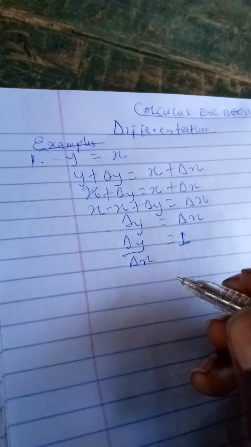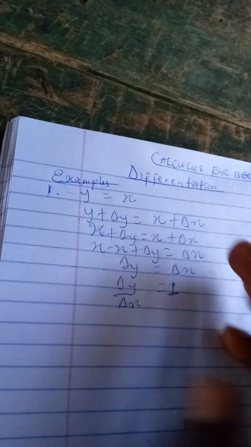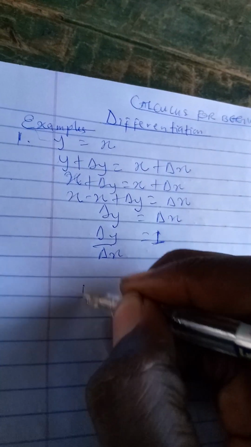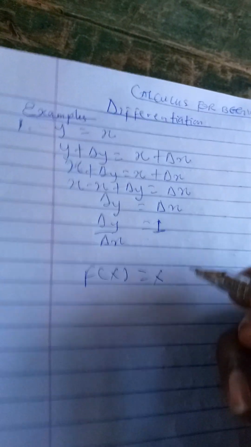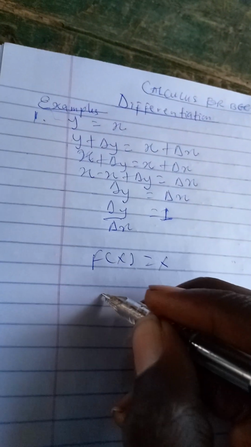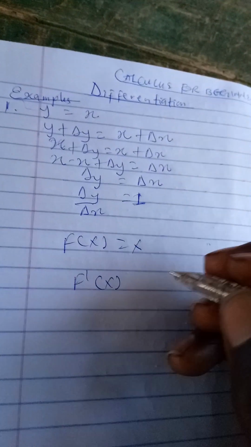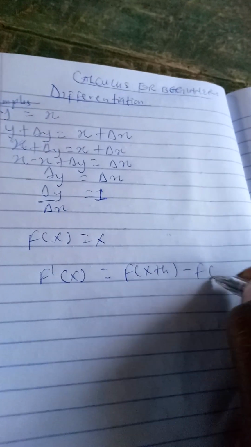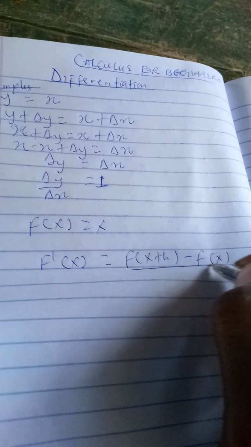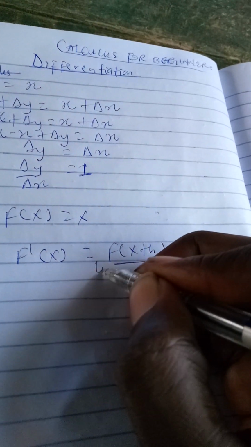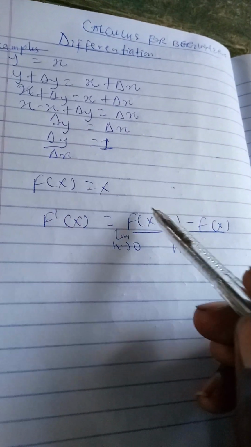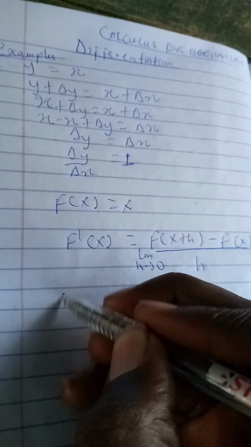Okay, the other method I will be teaching you, if you don't want to use this one: don't forget that you have your f(x). You can call this your y. You have f(x) equals x. Now if you want to find the differentiation, so you say f prime of x, that is the differentiation of x, will give us f(x plus h) minus f(x) over h. Take the limit as h tends to 0. These are our f of x already, so we add h to our f of x here to get our f prime of x.